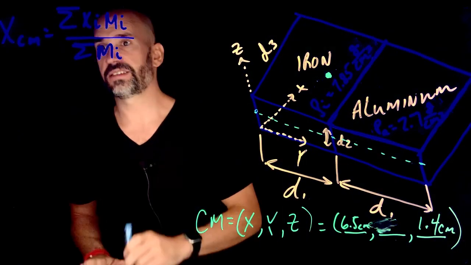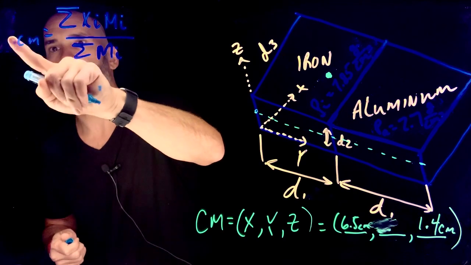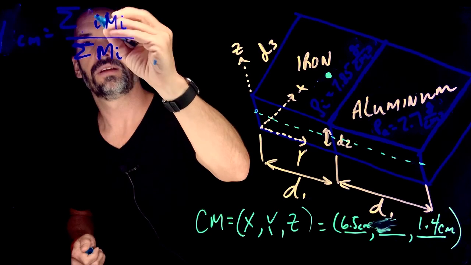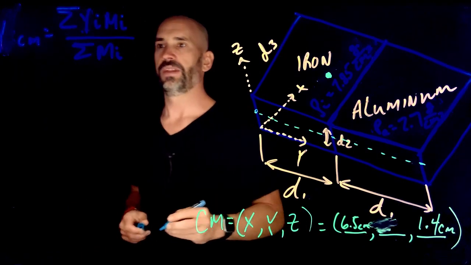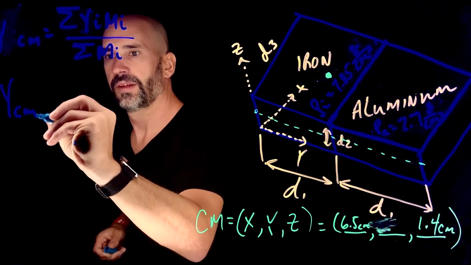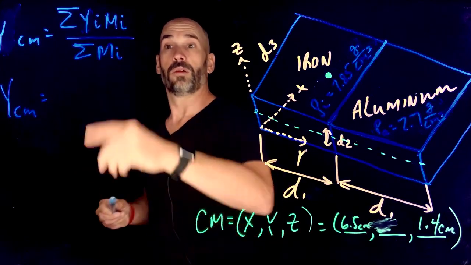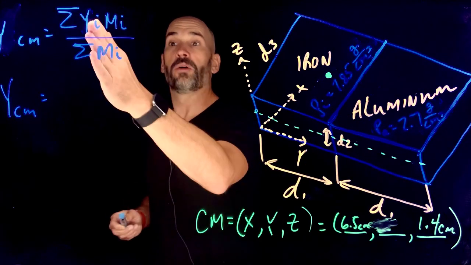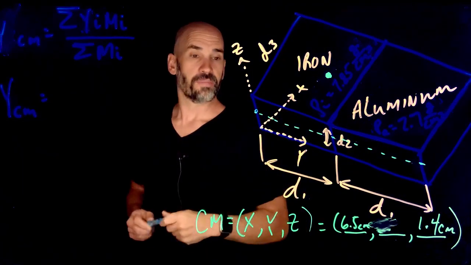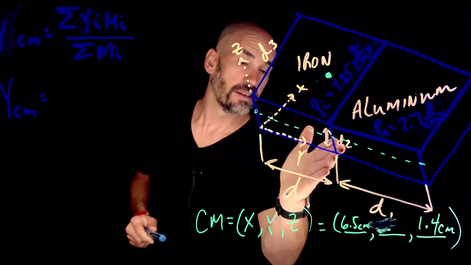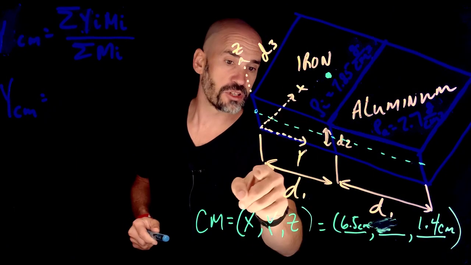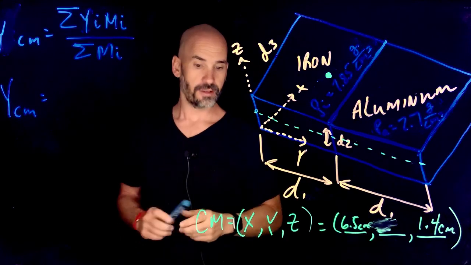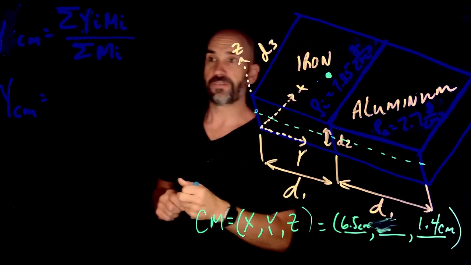Okay, so let's see how that plays out. I'm just going to switch this to Y here. We're trying to find the Y center of mass, and I'm going to make this YI. So the y center of mass coordinate is going to be, I equals 1 is going to be iron, I equals 2 will be aluminum. So the y center of mass of the iron is going to be halfway, the middle of the iron block, which is halfway through D1. And D1, it says, is 11, so halfway through that should be 5.5.